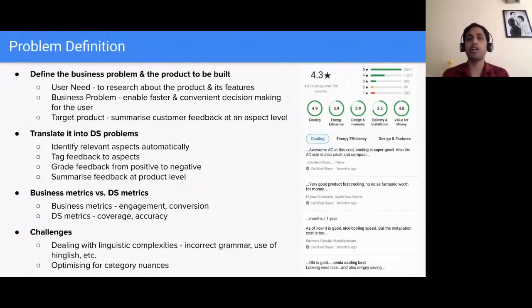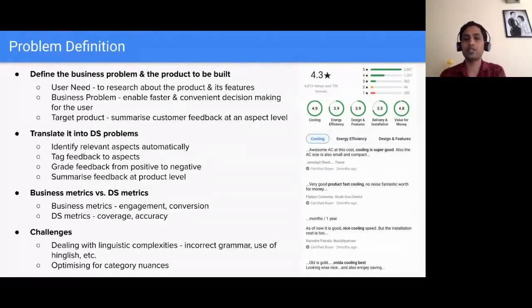If you enable a user to make a decision as early as possible, it will lead to higher engagement, and it will lead to higher conversion. If a user finds all the information available with him for doing his research on Flipkart, he will obviously spend more time on Flipkart, he will not go to other platforms to do this research, so his engagement on Flipkart increases. So business metrics are about how to increase engagement and conversion.